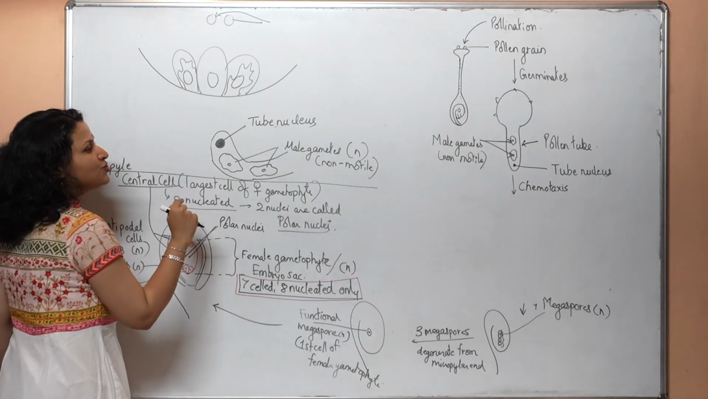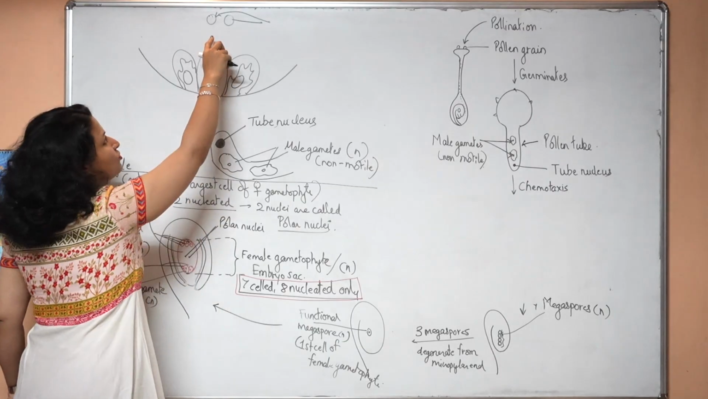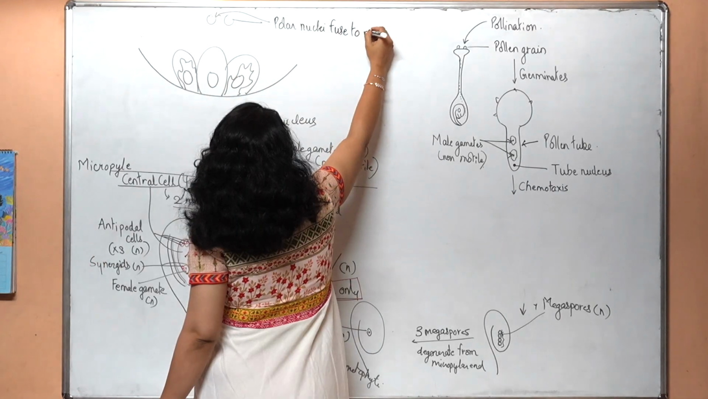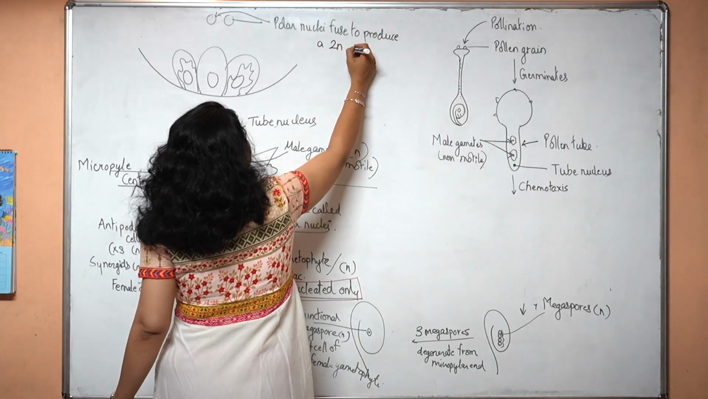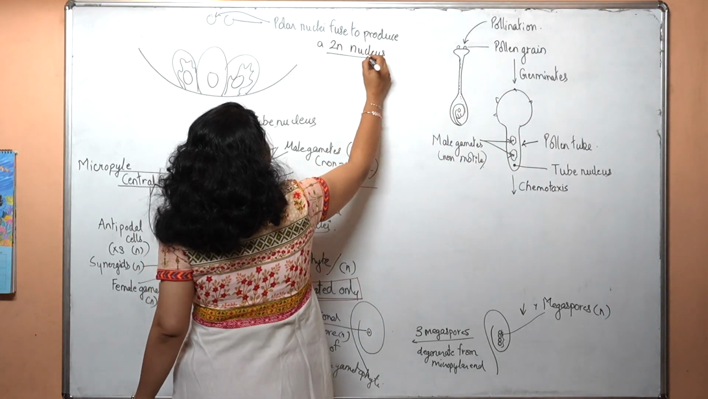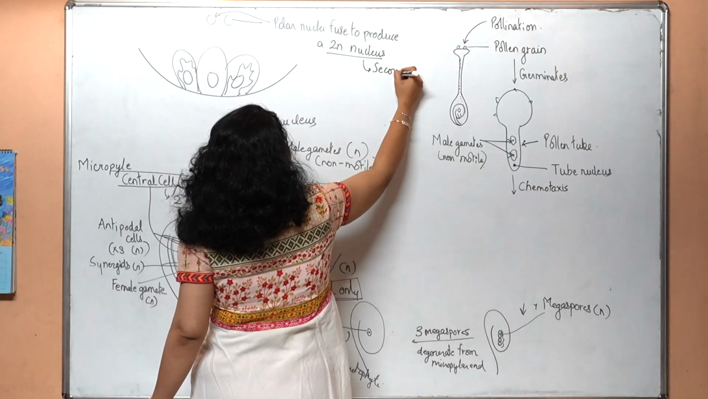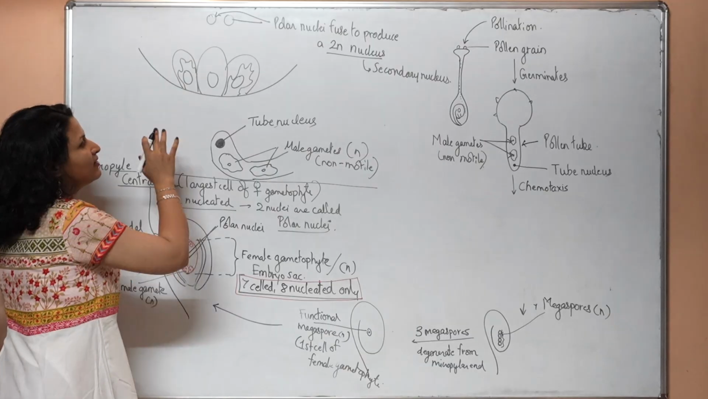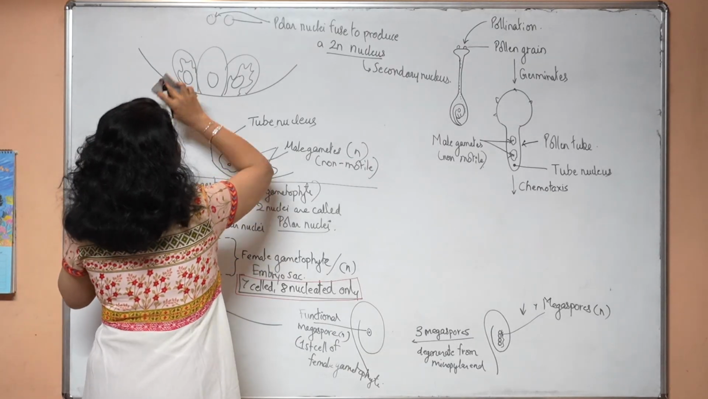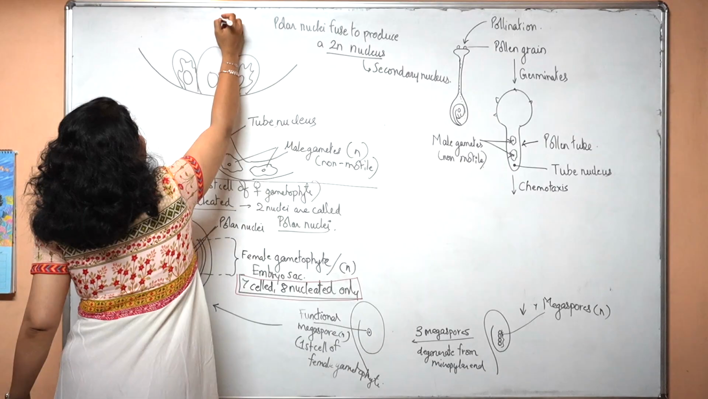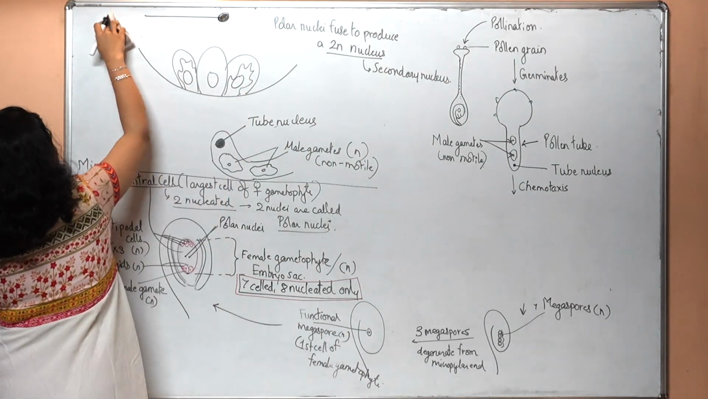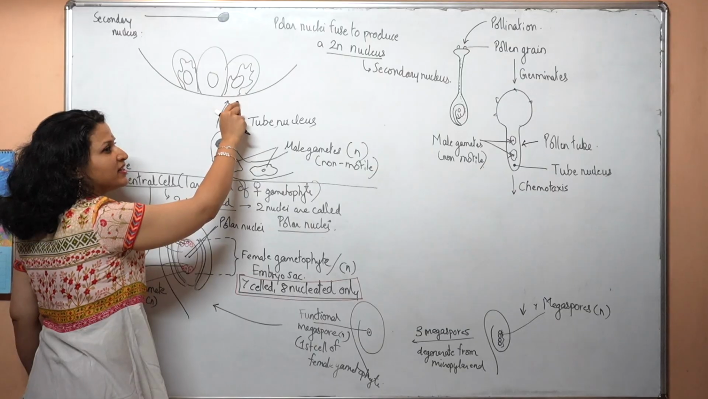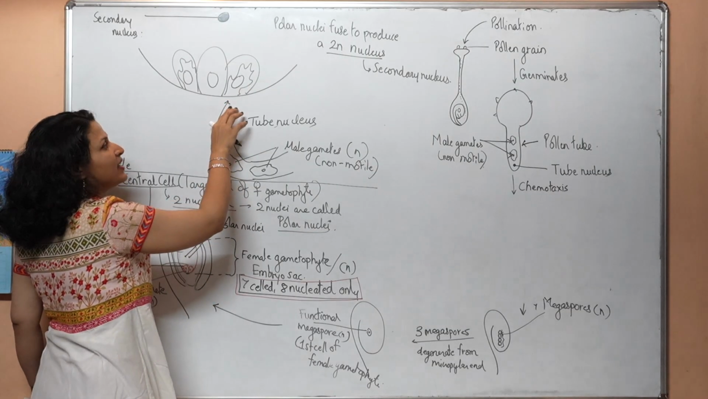The moment the pollen tube enters inside the micropyle, the two polar nuclei of the central cell will fuse together to produce a 2n nucleus. This 2n nucleus is known as the secondary nucleus. So right now the pollen tube has entered the micropyle and the two polar nuclei no longer exist, but instead there is a 2n nucleus, the secondary nucleus. Let us say this synergid cell was the one which had degenerated. The pollen tube will extend toward it and enter it.